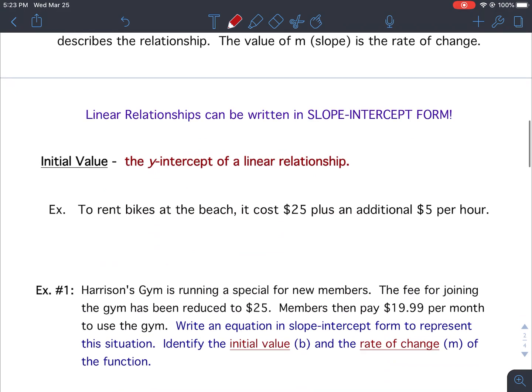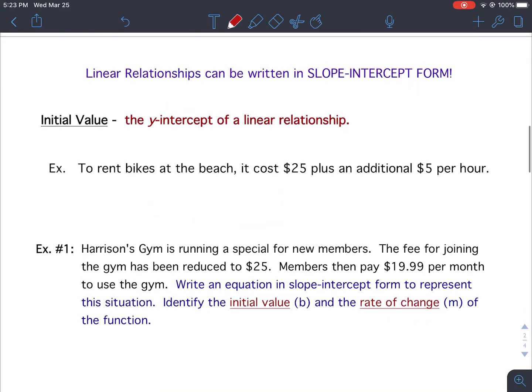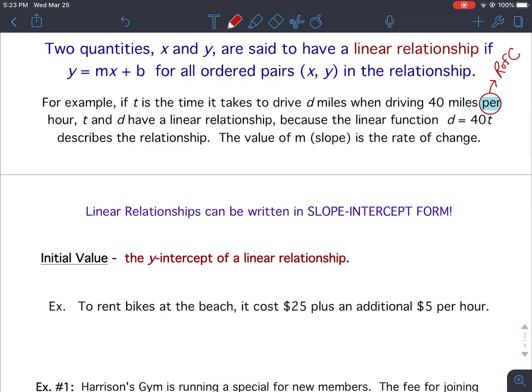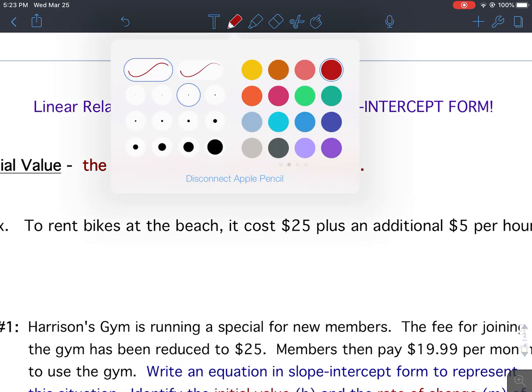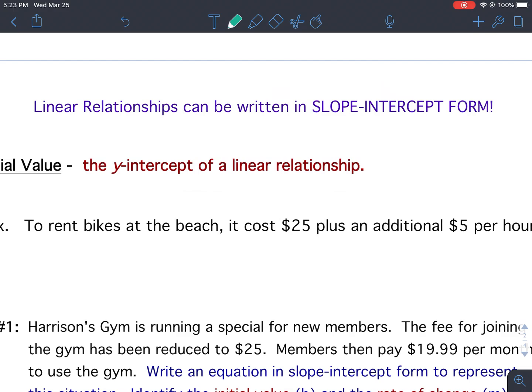Now, linear relationships can be written in slope-intercept form. Slope-intercept form is this equation that's right there. So we're going to write that down again. Linear relationships can be written in slope-intercept form. Again, this is nothing new. You know this already. So let's go ahead and write down y equals mx plus b.